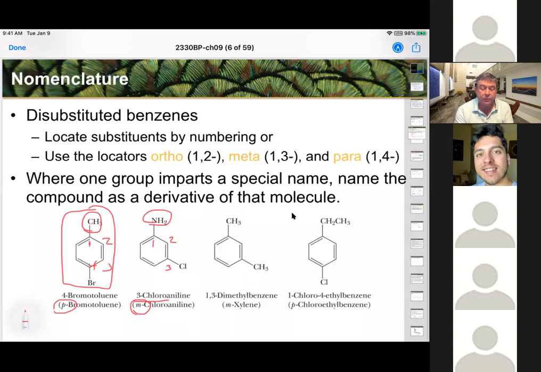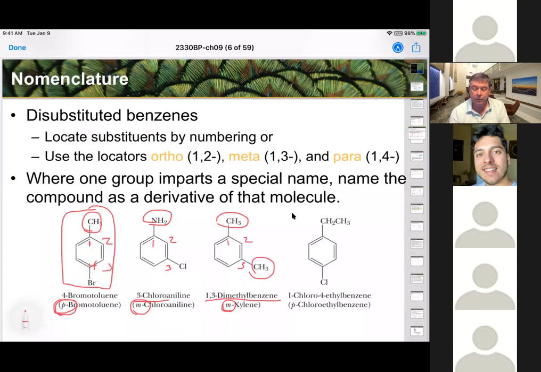So if we have two methyl groups though, that changes the name again, okay? In its common name, it's called xylene. However, because it's now two different methyl groups, we can actually name it for the substituents, 1,3-dimethylbenzene. But in the common name, it's going to be meta-xylene.